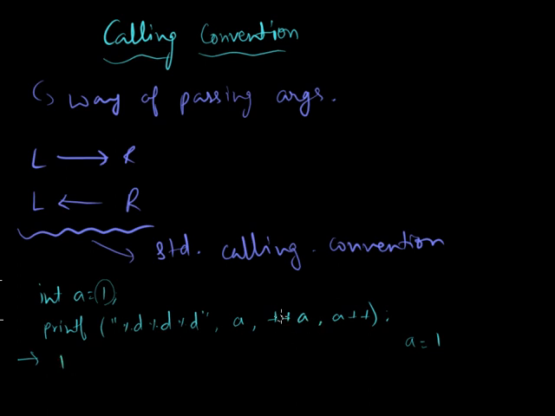Then ++a, the pre-increment operator: first increment, then use. So a is 2, and then 2 is printed. Then post-increment, first use, then increment. So first use, 2, and then increment. But this method we used, left to right, is wrong, because the C calling convention is the standard calling convention, which is right to left. So in any function, the arguments are passed from right to left. So let's go by right to left.